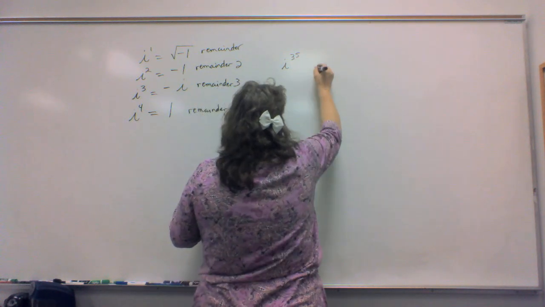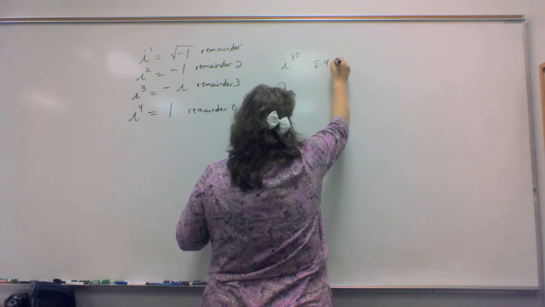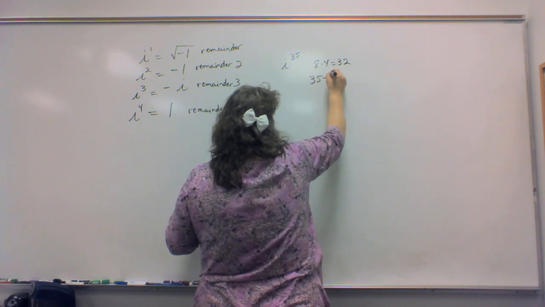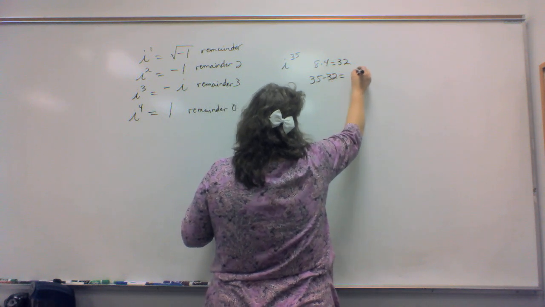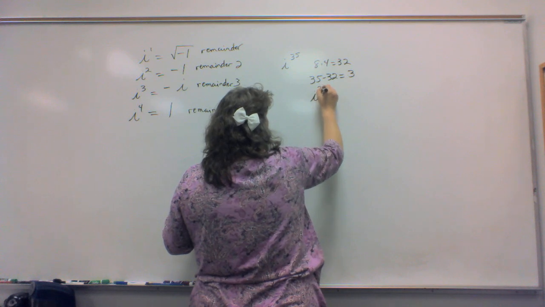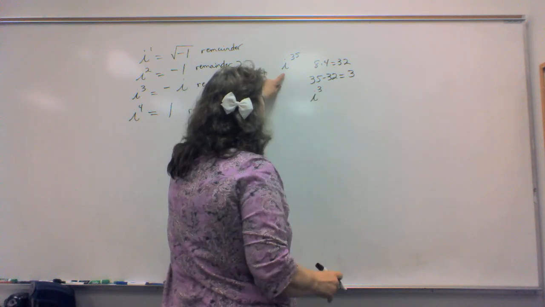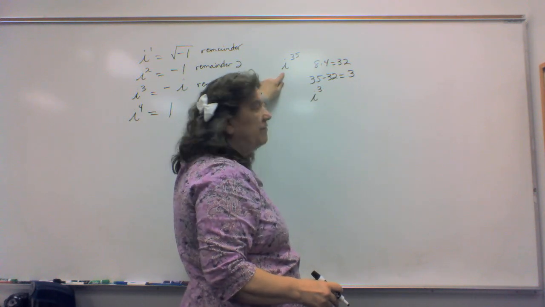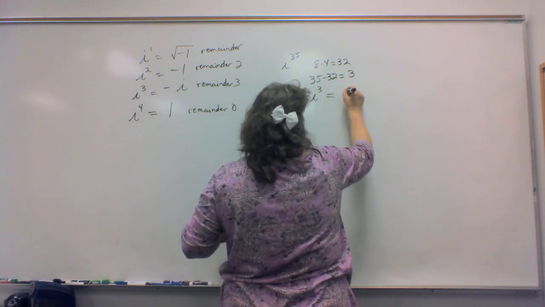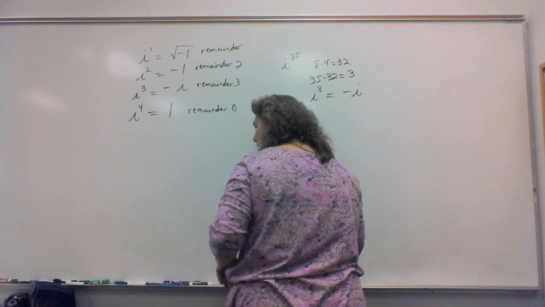Well, 8 times 4 is equal to 32. 35 minus 32 gives you 3. Therefore, we have i cubed as the remainder when we have i to the 35th. So this is going to equal i cubed, which is negative i, as your answer.